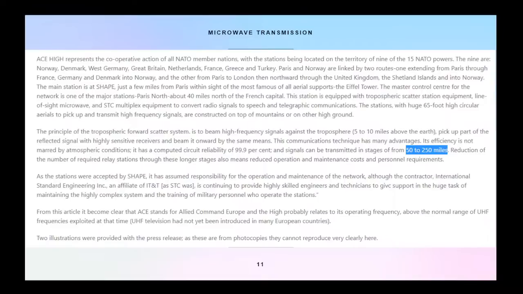Interesting. So, isn't a refractive rate affected by atmospheric conditions? Isn't the refractive index intrinsically tied to atmospheric conditions? So whenever people were talking about how it just refracted, well, that doesn't make sense, does it? Okay, now this also has a computed circuit reliability of 99.9% because it's not affected by atmospheric conditions.